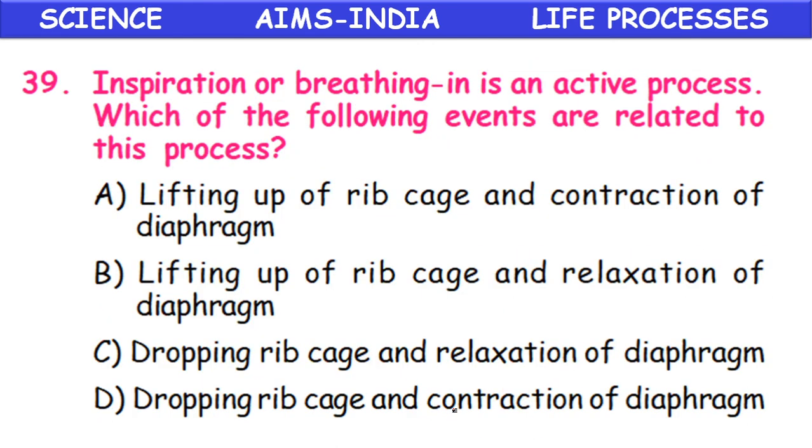Okay. Next, inspiration or breathing in. Inspiration or breathing in is an active process. Which of the following events are related to this process? Lifting up of rib cage and contraction of diaphragm, lifting up of rib cage and relaxation of diaphragm, dropping rib cage and relaxation of diaphragm, dropping rib cage and contraction of diaphragm. Which is correct? Yes, lifting up of rib cage and contraction of diaphragm will reduce the internal air pressure, air rushes inside.